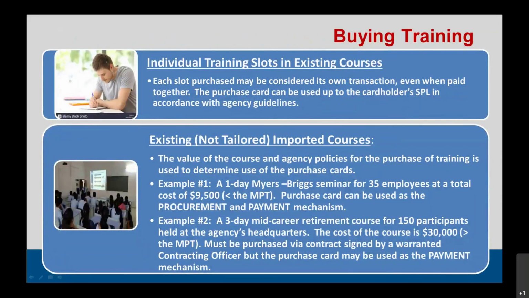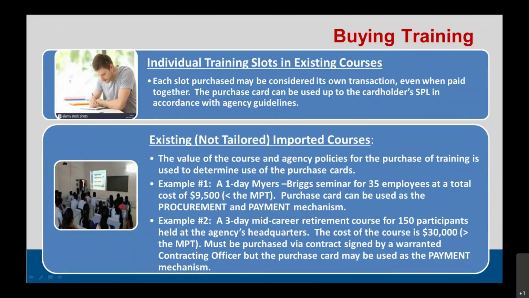We've outlined just a couple of ways that training is bought differently, and it varies by agency. At many agencies, including GSA, the process and use of the card applies differently depending on what you're buying, whether it's individual courses or existing courses or imported courses or subscriptions. So you can see here we've got both buying individual training and existing courses and buying existing non-tailored training.